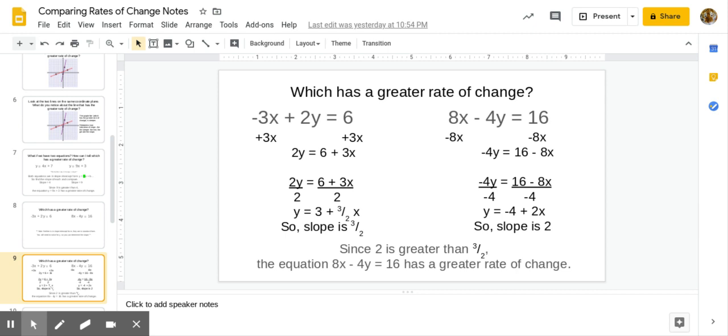In the equation on the right, 8x minus 4y equals 16, we need to move the 8x so we can get the y term alone. So we will use its inverse and subtract 8x on each side. 8x minus 8x is 0, and therefore we would only have negative 4y left on the left side of the equation, and 16 minus 8x would now appear on the right.